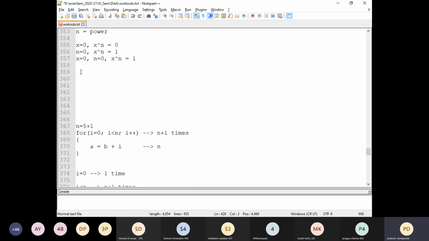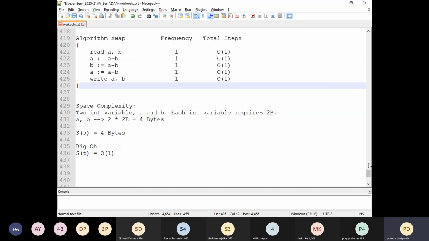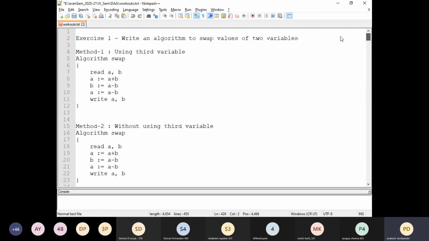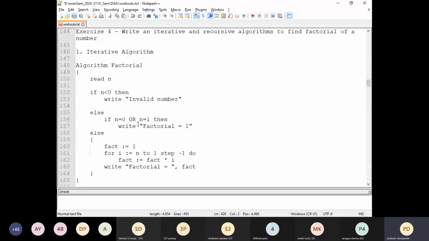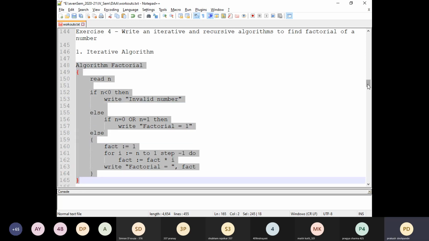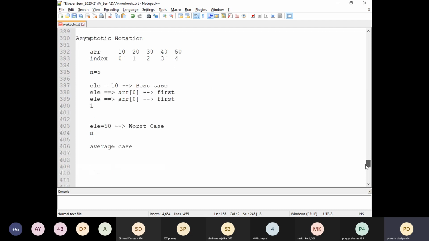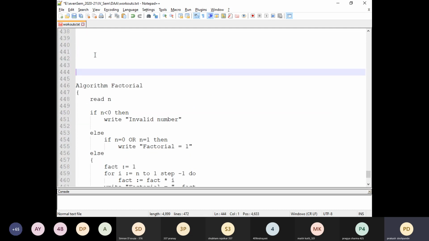Have we solved the factorial of a number program? Yes, we have here. Let me take this example and try to find out the time complexity and space complexity.